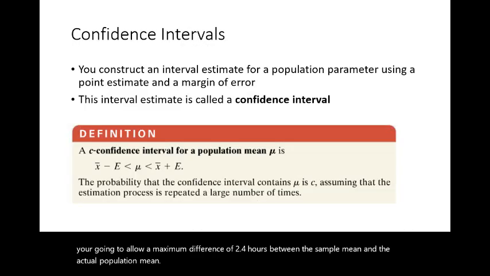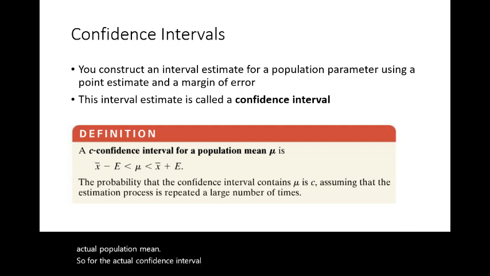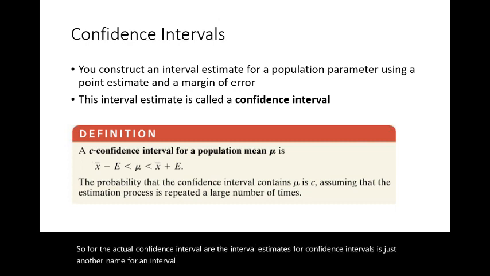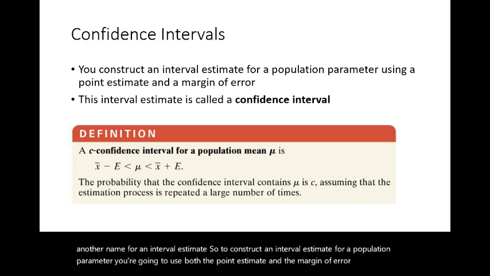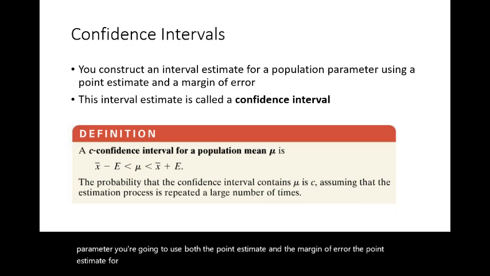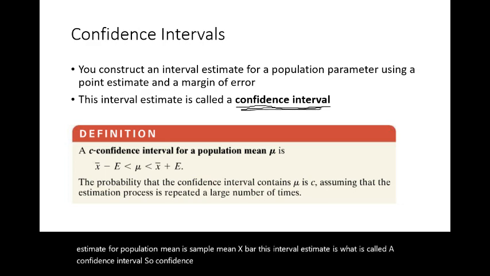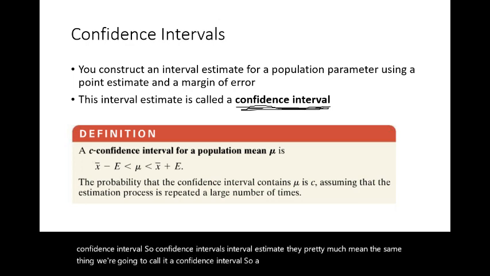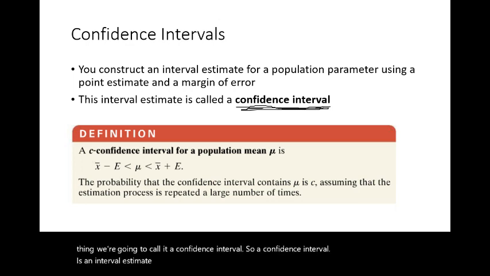So for the actual confidence intervals, a confidence interval is just another name for an interval estimate. To construct an interval estimate for a population parameter, you're going to use both the point estimate and the margin of error. The point estimate for the population mean is the sample mean x bar. This interval estimate is what is called a confidence interval. So confidence interval and interval estimate pretty much mean the same thing. We're going to call it a confidence interval.